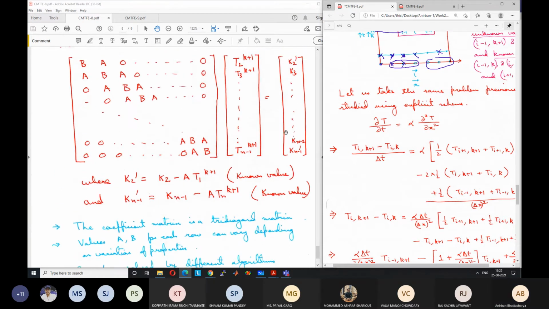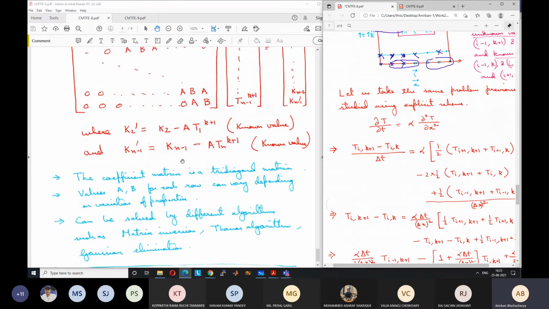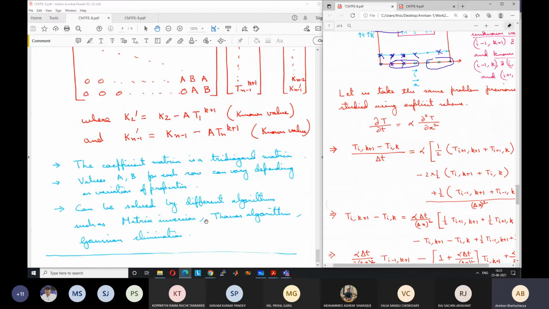This set of equations can be solved by different algorithms such as matrix inversion, Gaussian elimination, or the Thomas algorithm. The Thomas algorithm is the tri-diagonal matrix algorithm that we will discuss later. I don't think we'll discuss Gaussian elimination because it's a standard method in maths. Everybody knows this. You can read about it if you want.